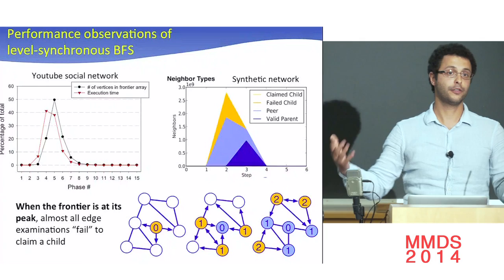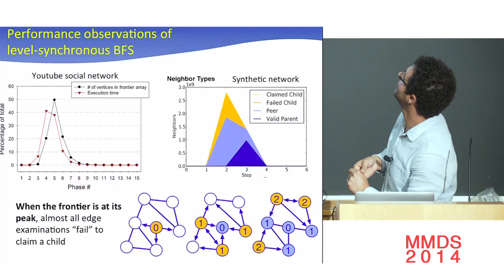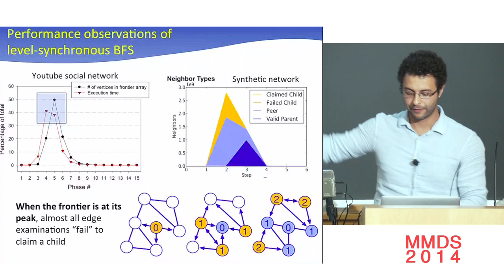And those failures are the light blue parts, and there's also the peers. These are the yellow ones. And there are the peers, which are the edges in between vertices that are in the frontier. Both of them are redundant. And you can actually get a small graph and verify that. I don't think I want to spend time on that. How do you fix that?